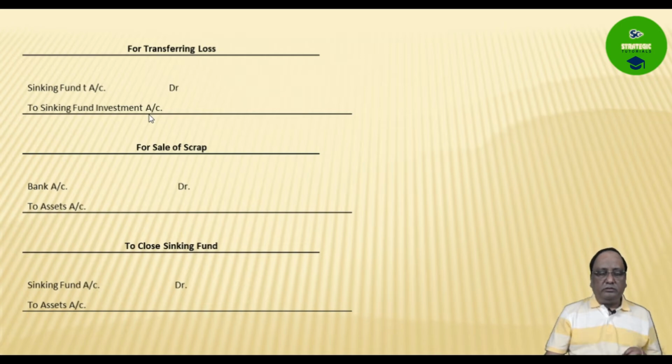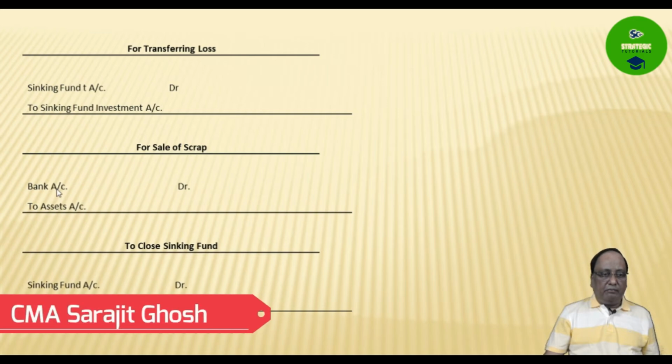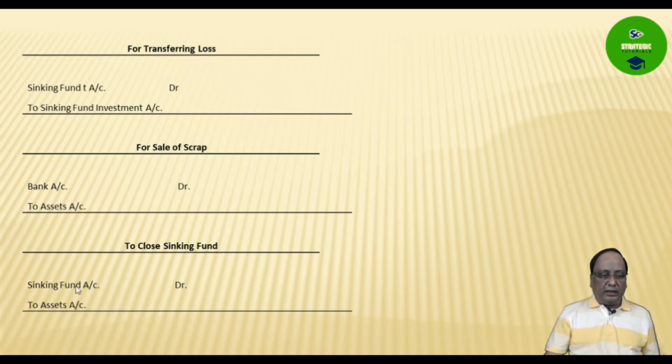One tip I am giving you: in case of loss, the sinking fund should be debited. In case of profit, the sinking fund should be credited. This is the simple thing. For sale of scrap, bank account debit to asset account. Close the sinking fund account, debit to asset account.